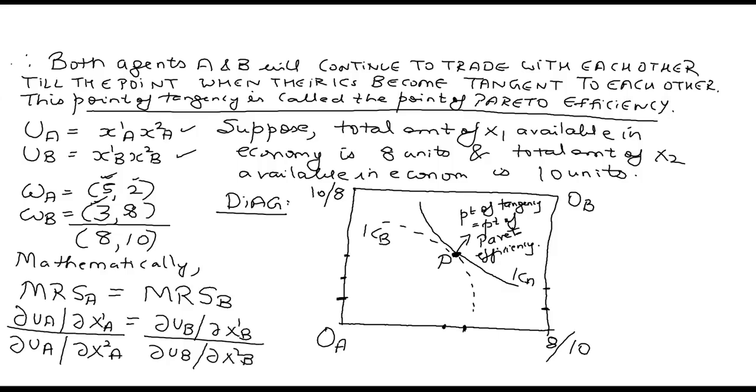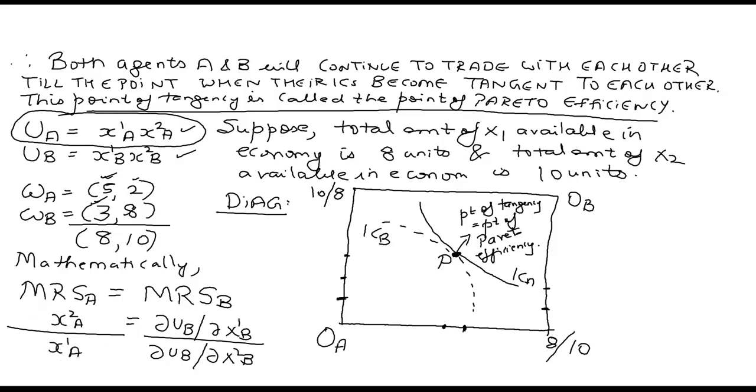Now you can see, if I differentiate the utility function of agent A with respect to X1A, what do I get? I get X2A. And if I differentiate the utility function of agent A with respect to X2A, what do I get? I get X1A.